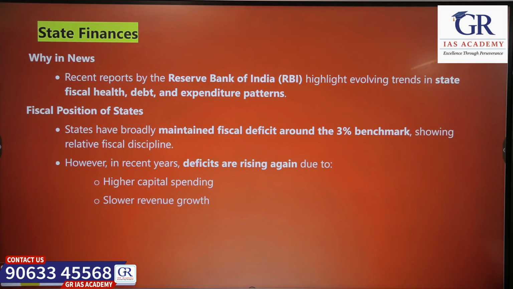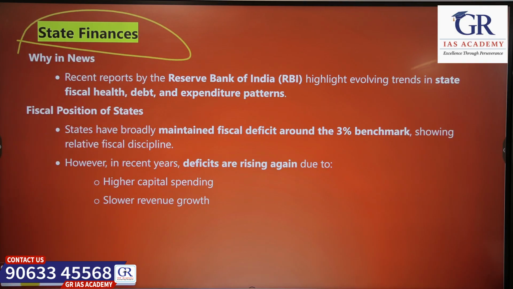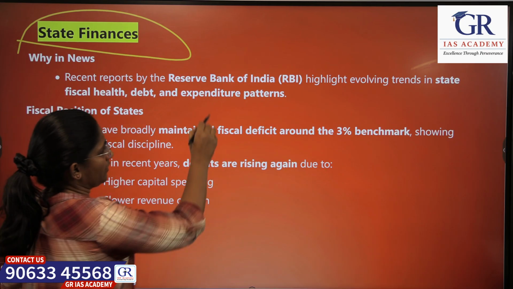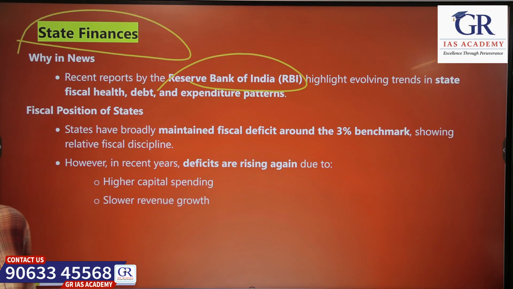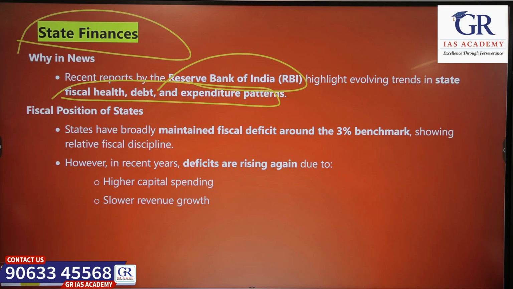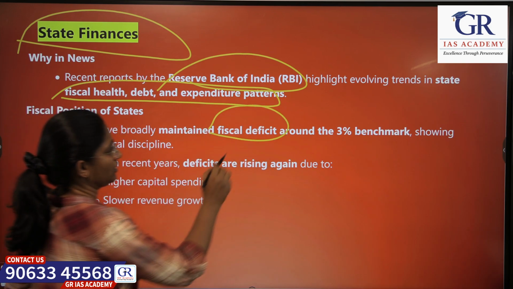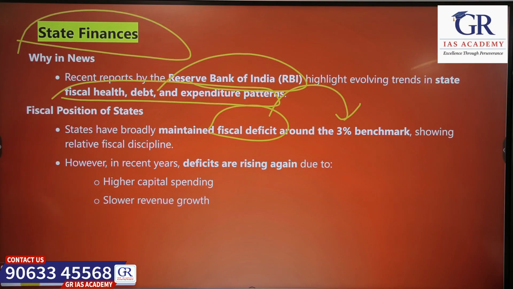Moving to the next topic, state finances, okay. So, why are we studying this now? Because there were recent reports by RBI which highlight the trends in state fiscal health, debt and expenditure patterns. So, what about the fiscal position of states? States have maintained a fiscal deficit around 3%, okay. So, they are maintaining some discipline regarding fiscal matters. They are not crossing this 3%, so that is good actually.